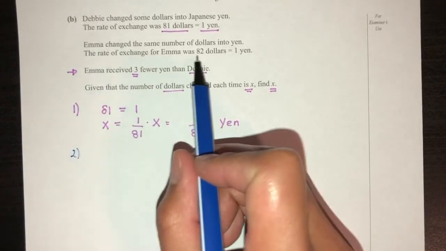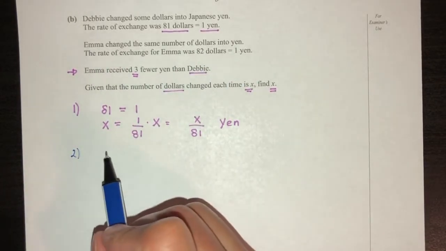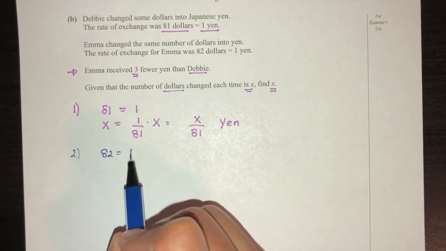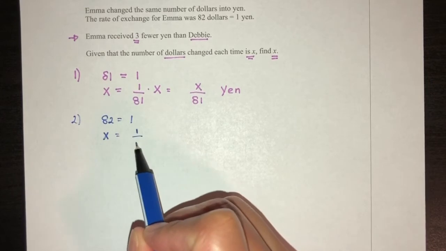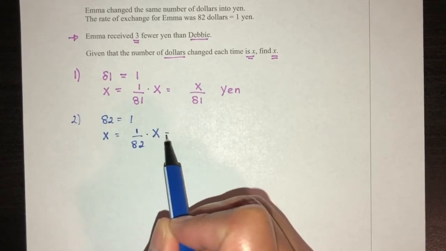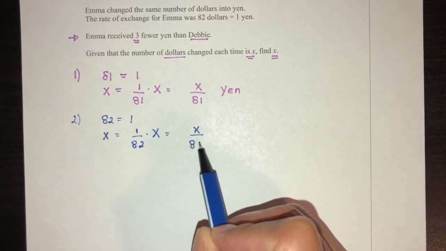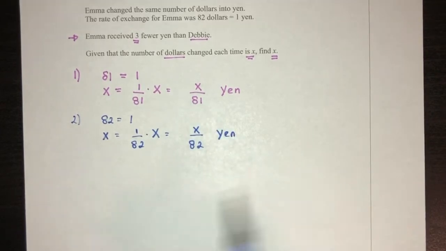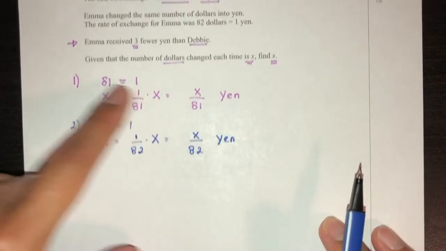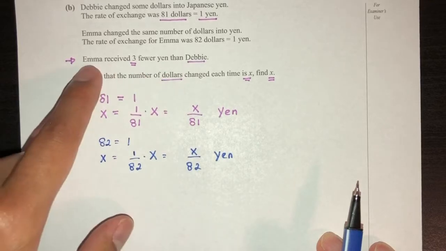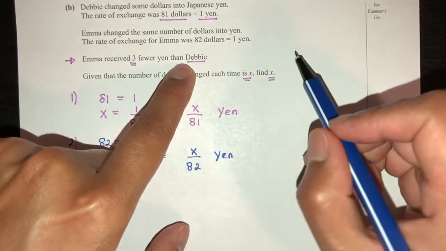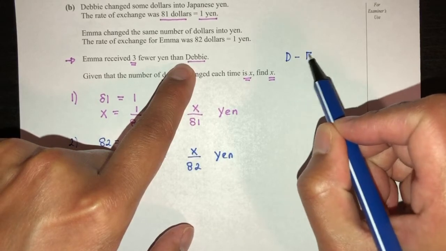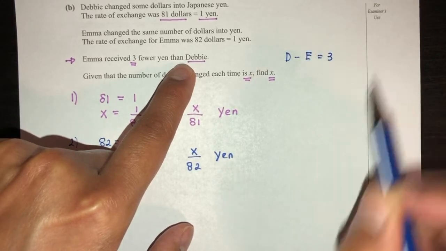So the rate of exchange is 82 to 1. We know that $82 is equal to 1 yen. Now x dollars will be 1 over 82 times x. That will be x over 82 yen. Now since we have those two, we have to use this information. Emma received 3 fewer yen than Debbie. So basically, if you do Debbie minus Emma, it should give you 3 yen.